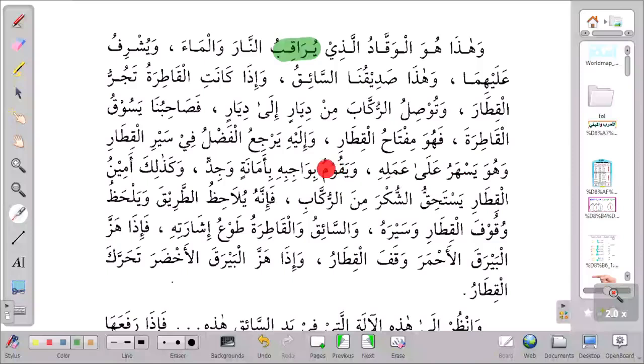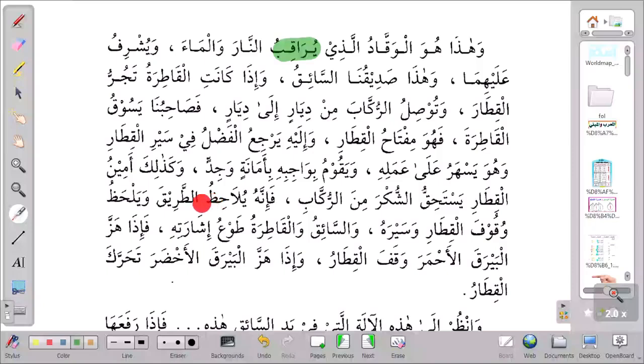Wa yaqumu biwajibihi, and then he stands up for his obligation, bi amanatin, with loyalty, wa jiddin, and seriousness. Wa kazalika amin al-qitar, and likewise the amin, the leader of the qitar, something like the chief is called the amin, the leader of the train. Yastahiqu al-shukr, he also deserves shukr, thanks. Istahaqqa yastahiqu means to deserve something. So yastahiqu al-shukr, he deserves thanks min al-rukab, from the passengers.